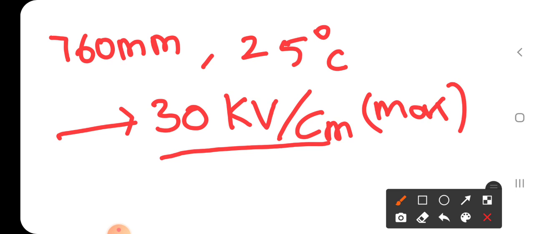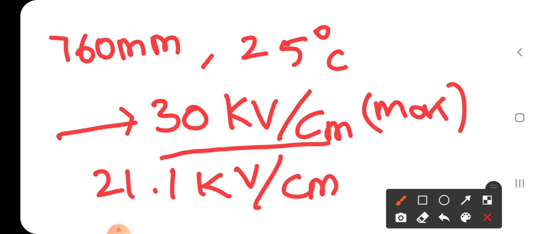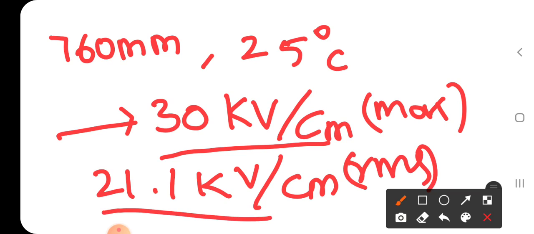And moreover, this is the maximum. Then what is the RMS value? The RMS value is the maximum divided by root 2, which is 21.1 kilovolts per centimeter. These two are the breakdown strength of air at 760 mm of pressure and 25 degrees centigrade: 30 kilovolts per centimeter maximum value and 21.1 kilovolts per centimeter RMS value.